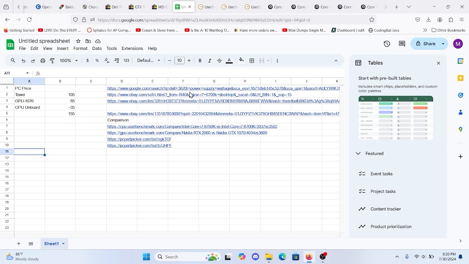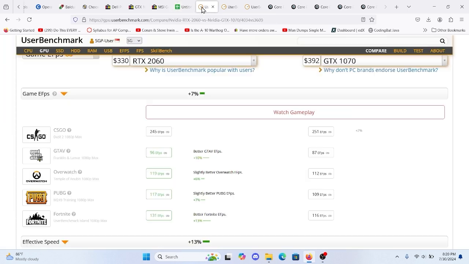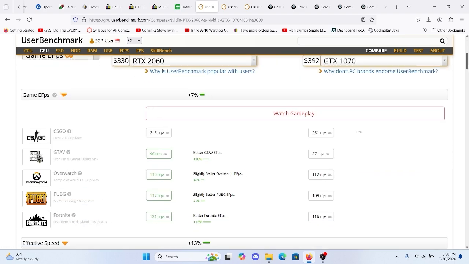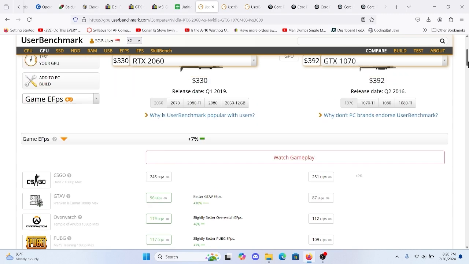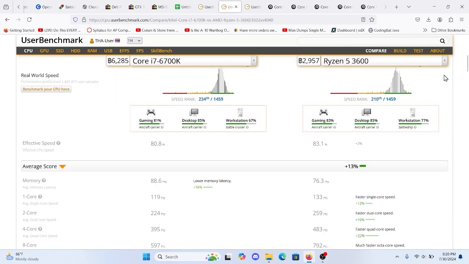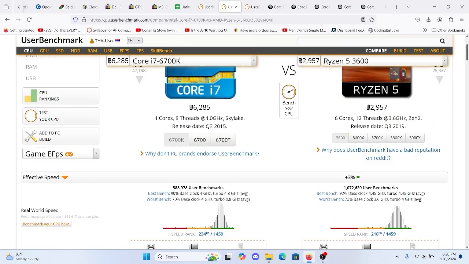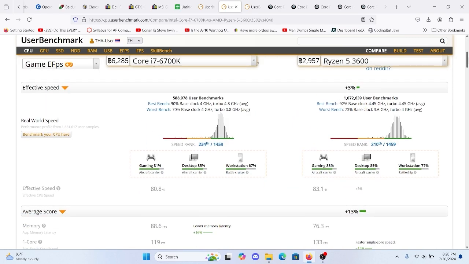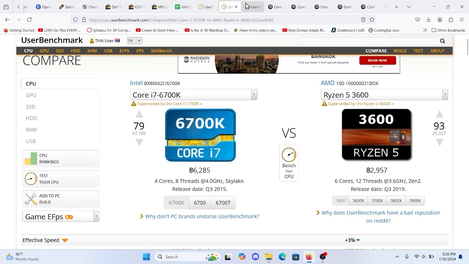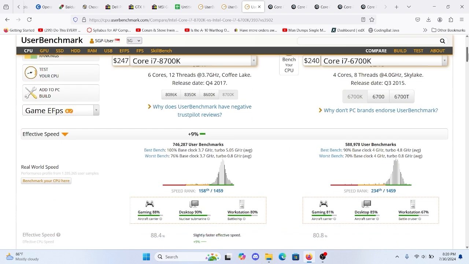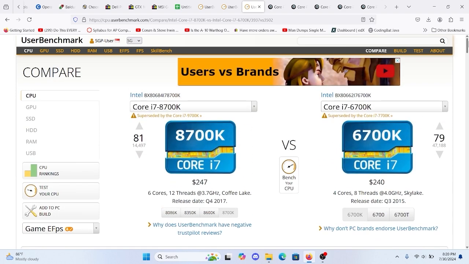So now that we've looked at the cost, let's compare this to other recommended spec computers and see how this setup would compare. If we compare the RTX 2060 to a 1070, you see you lose about 10 to 15% in FPS. If we compare the processors, the i7-6700K is about 10% less or so than a Ryzen 5 3600. The i7-8700K is 10% or so better than the i7-6700K for the $150 purchase.